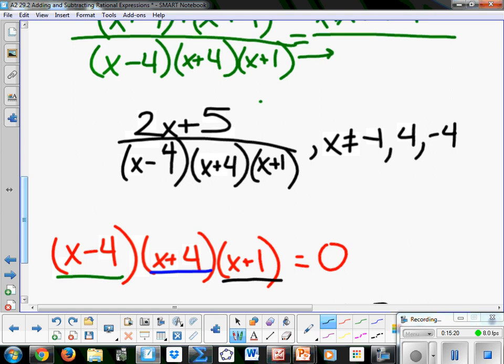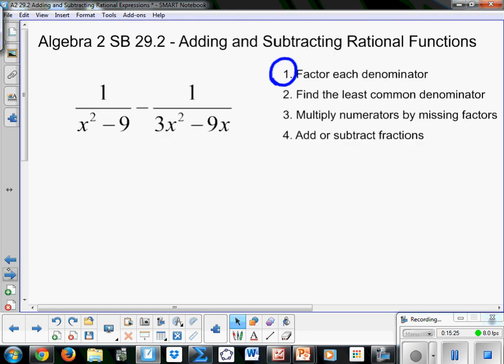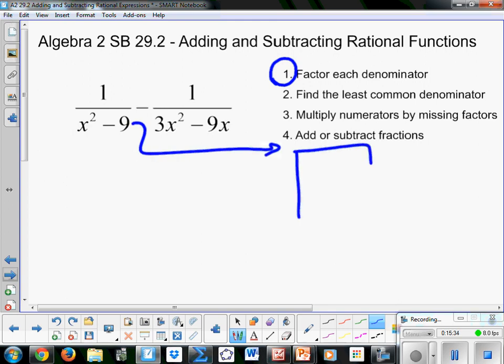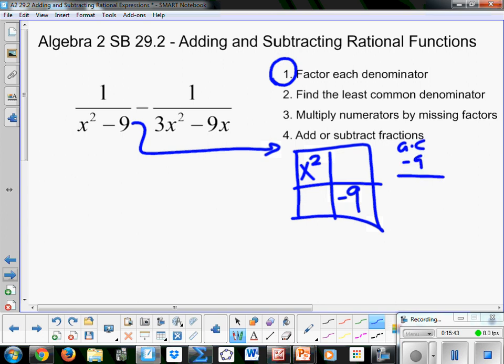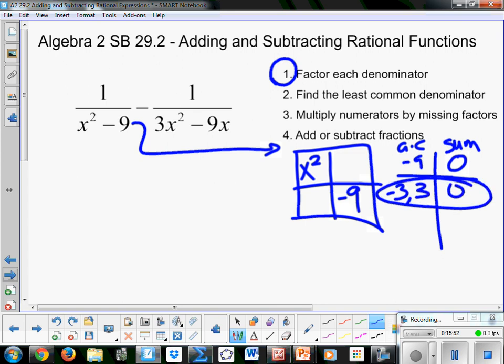So now, for those of you who paused and went back and started the next one, we're going to go ahead and start this next one and actually go through it. Okay, so first thing we're doing, factoring each denominator. x squared minus 9, we're putting in the box. We've got x squared minus 9. Well, we need factors of a times c, or -9, that will add up to 0. We want our sum to be 0, so -3 and 3 fit the bill pretty quickly.